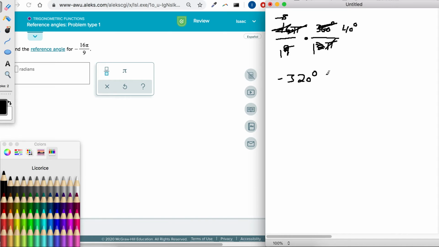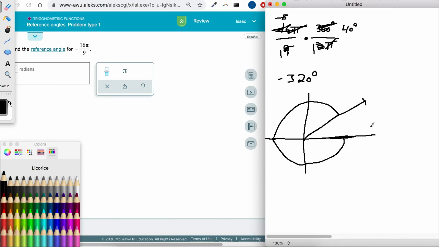Okay, so let's draw negative 320 degrees. Here's your initial side, which I made too big. Okay, so if you start from your initial side, this is negative 90 degrees. Negative means you just go in the opposite direction. Negative 180, negative 270, negative 320 degrees lands us right here.